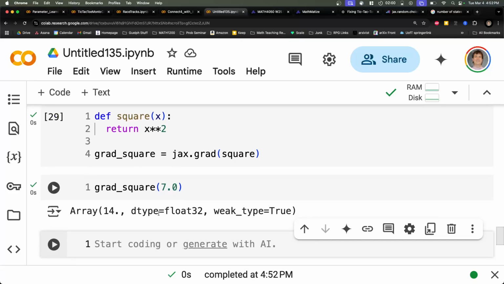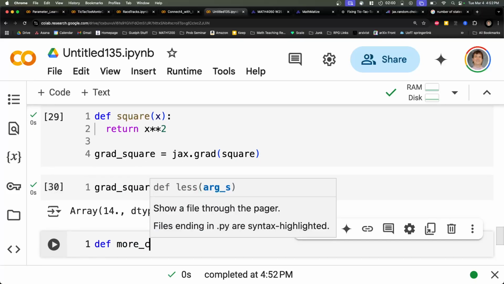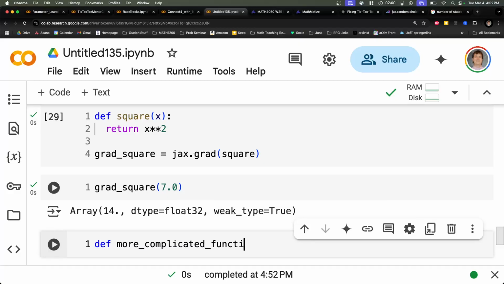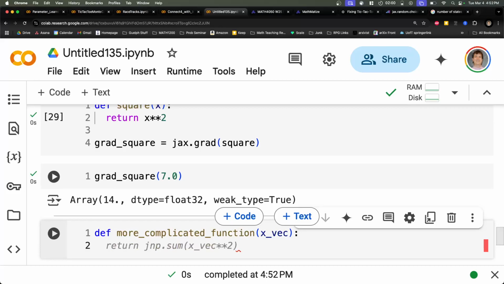So let's make a more complicated function, and let's make it depend on a bunch of things. I'm going to call the things x vector. When you do JAX.grad, it will assume the 0th entry is some kind of vector, and it does the gradient with respect to that. What should our function do? I don't know. Let's do some complicated stuff.